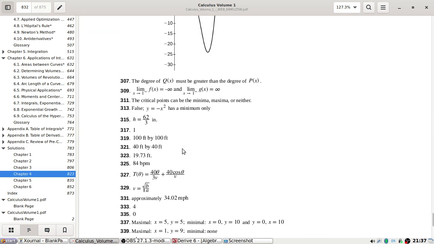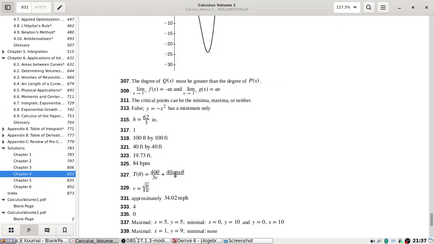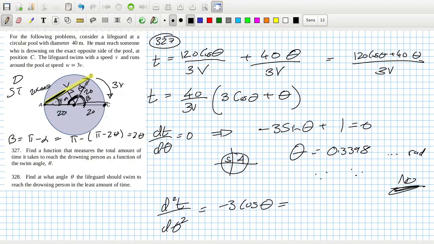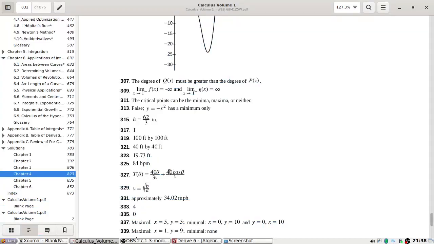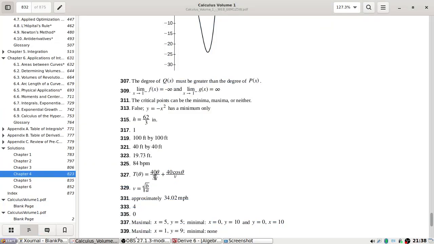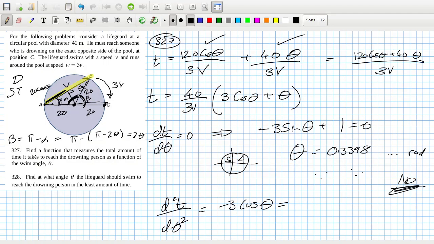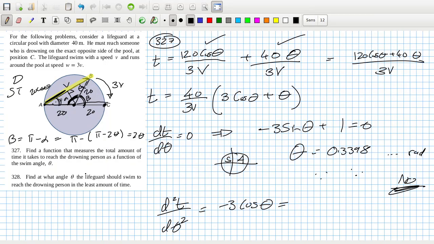327. Yeah, 40 cos theta over v, and 40 theta over 3v. All right, well, that's the answer right for 327, which is good, but we don't have the answer for 328.